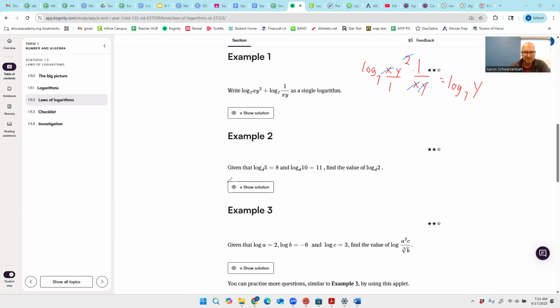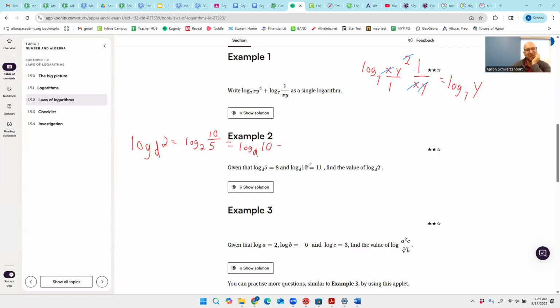Okay, here's a little information. Log base d of 5 equals 8. Log base d of 10 equals 11. Find log base d of 2. Log base d of 2 would equal log d of 10 divided by 5.